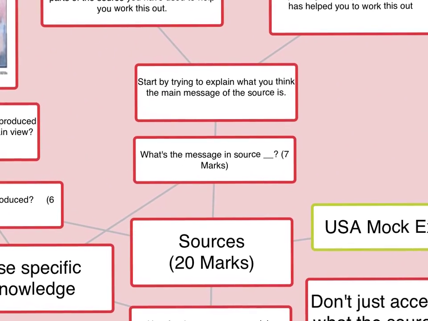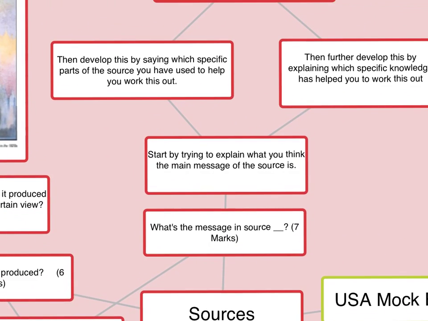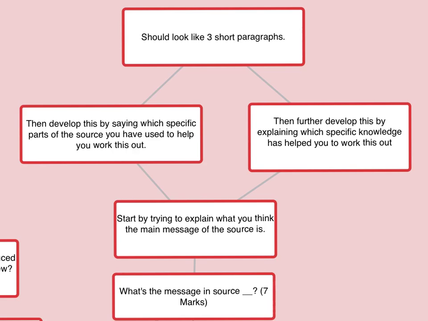What's the message in source 7, all right? And you want to try and explain this by starting off with what you think the main message is. So looking at the picture, remember that classic one of the farmer on his leaning on his hoe, looking into the city and seeing the money being made. What's the message of that? Start with that, and then move on and further develop your answer by saying which specific parts of the source you've used to help work this out. So literally look through the source, picking out details and explaining how they've helped you.